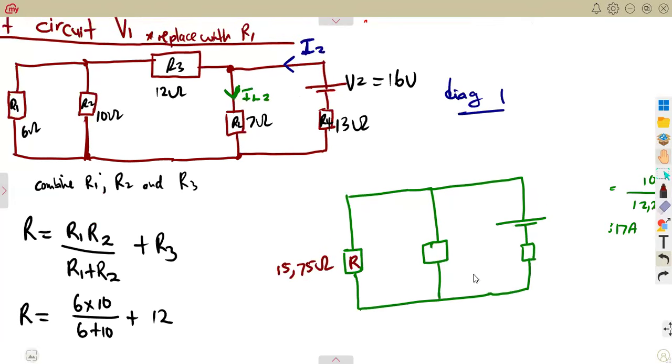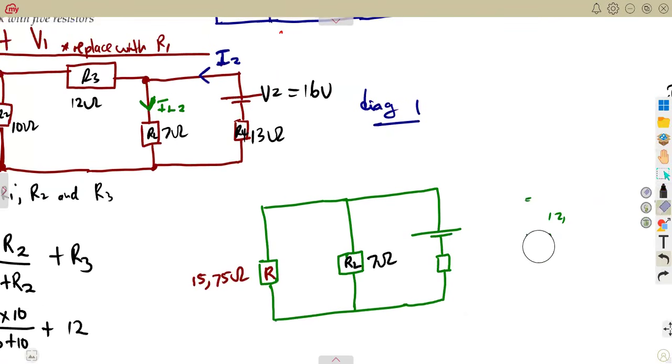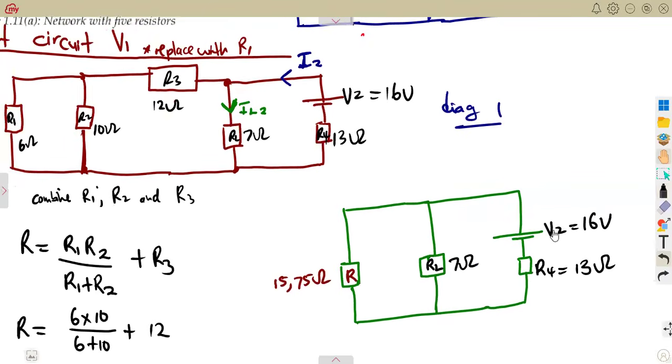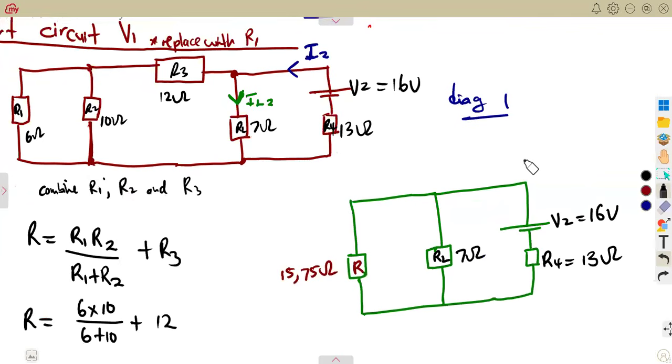And we have got our load resistor here. Our RL does not change, 7 ohms. Okay, that's 7 ohms. The rest of the circuit as it is, the V2, the 16 volts, and the R4, which was 13 ohms. It's not going to change. So this is where we are. Just going to, like I said, call this diagram 2, since this is 1.